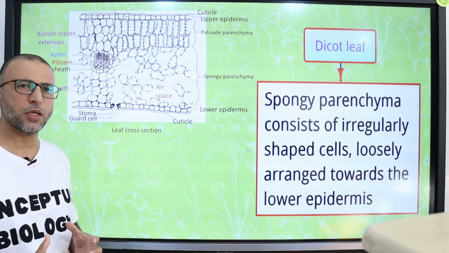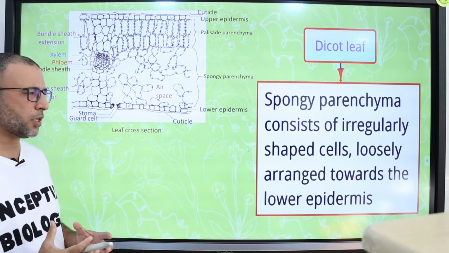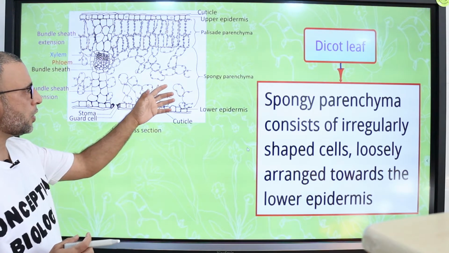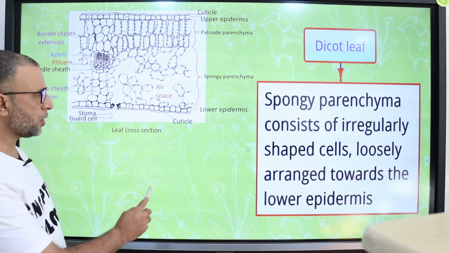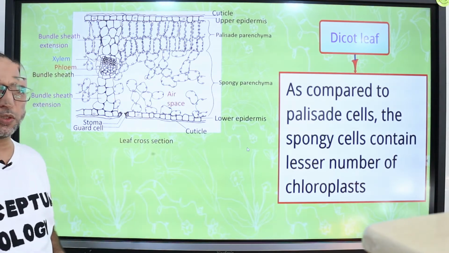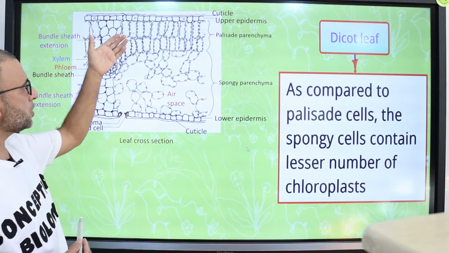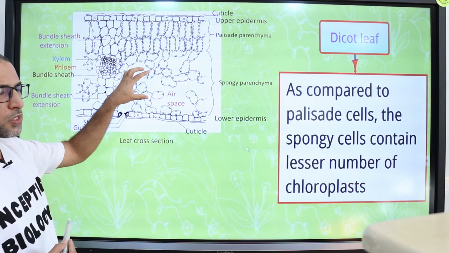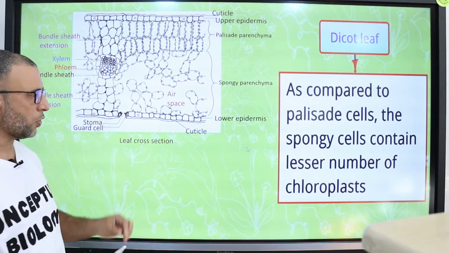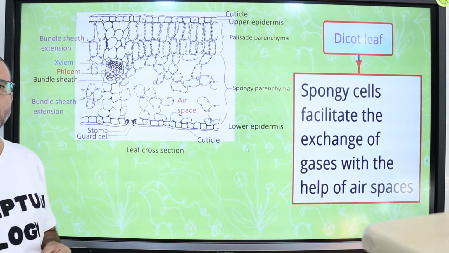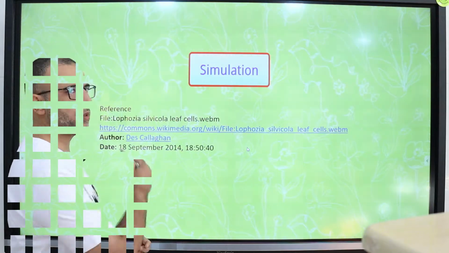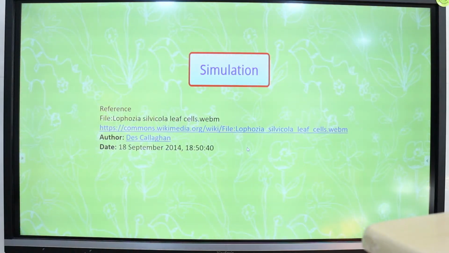Spongy parenchyma cells are irregularly shaped cells. They are loosely arranged, present towards the lower epidermis, and they contain air spaces or intercellular spaces. As compared to palisade parenchyma cells, spongy cells contain fewer chloroplasts. Spongy cells facilitate the exchange of gases with the help of air spaces. Let's watch this simulation to examine the chloroplast in plant cells.